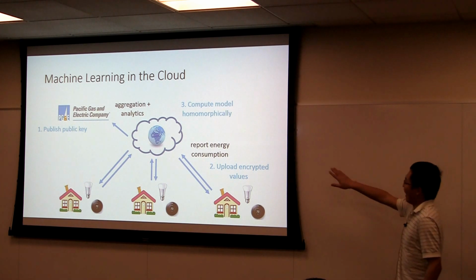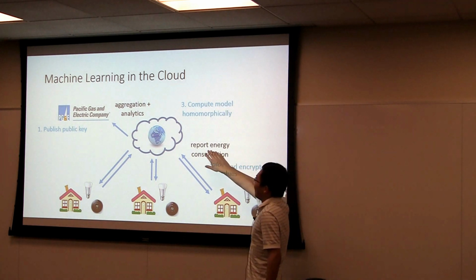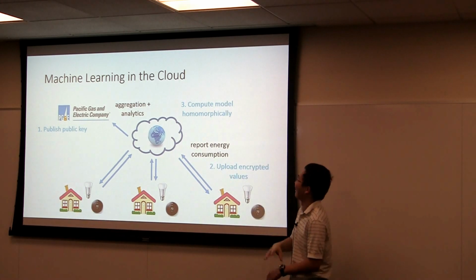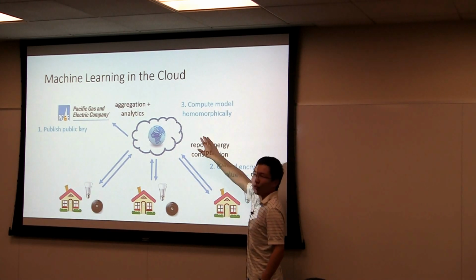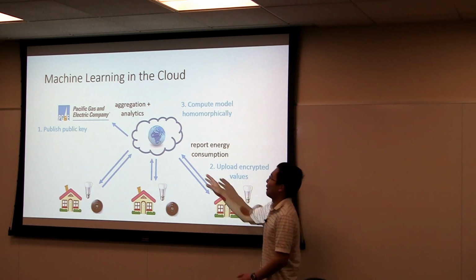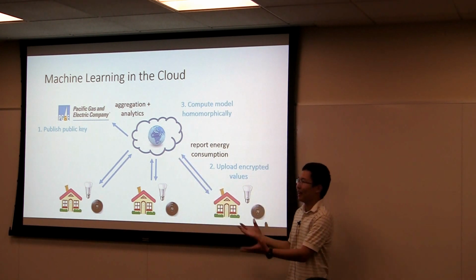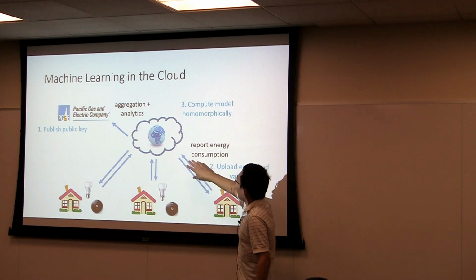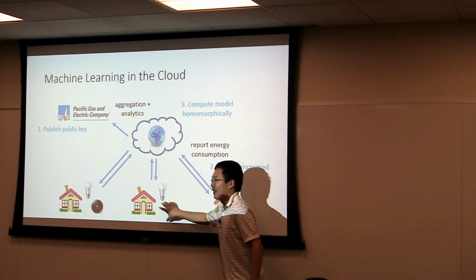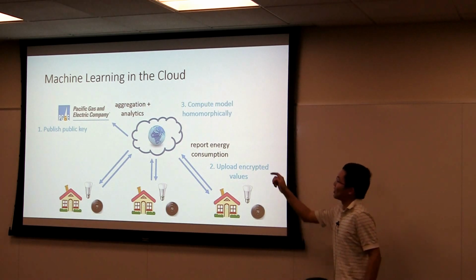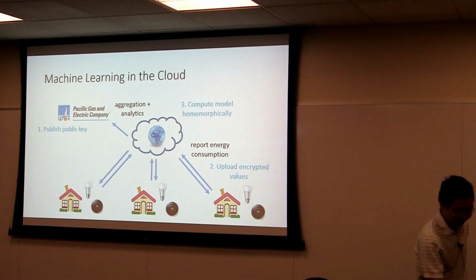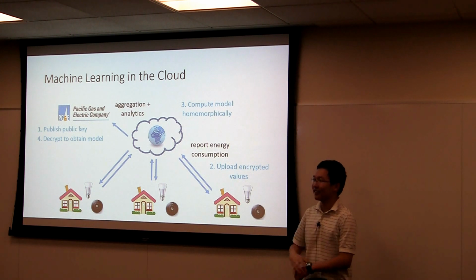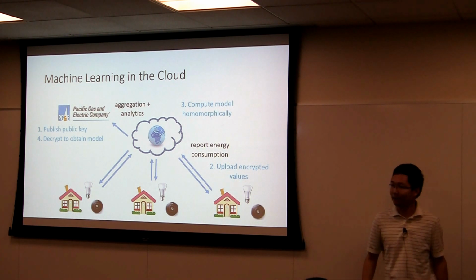So now the cloud, again, we don't have to trust the cloud, well, we have to trust the cloud somewhat. I'll say exactly why we need to trust the cloud. But the cloud will now compute the model homomorphically. Whatever model the power company was interested in, it could be some kind of linear regression model, it could be some other fancier machine learning model. But it will compute some function on the encrypted data from each of these smart homes. And it will send the resulting model to the power company. And now the power company will decrypt and get the model. So this is how we can do machine learning in the cloud.